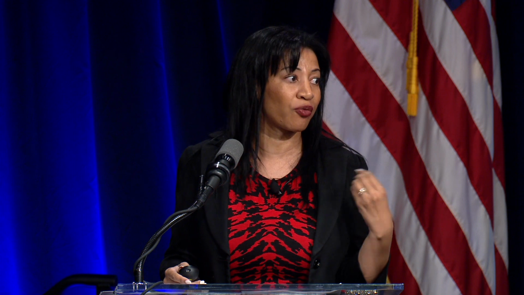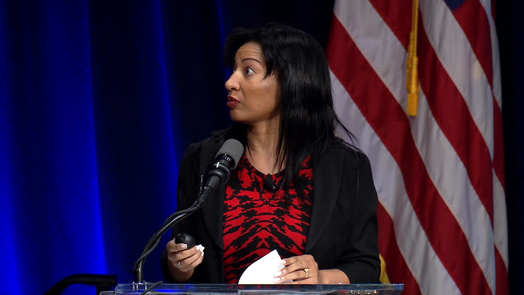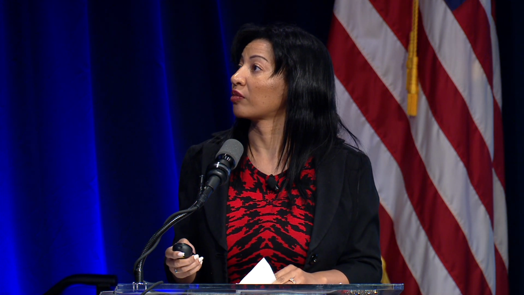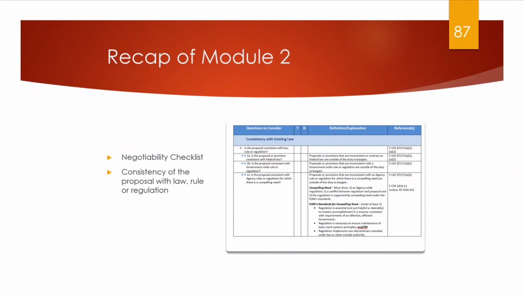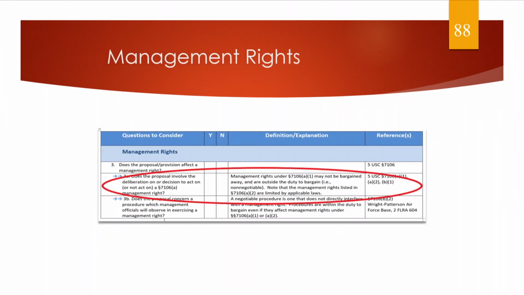So let's get started. We're in Module 3, Management Rights, and we're going to go through an introduction of what management rights are, and then we'll talk about procedures and appropriate arrangements. This is a recap of Module 2. We went through the negotiability checklist. Catherine did a fantastic job talking about consistency of the proposal with law, rule, or regulation. We talked about the executive orders and how they can be applied. And I think that really brings us into management rights.